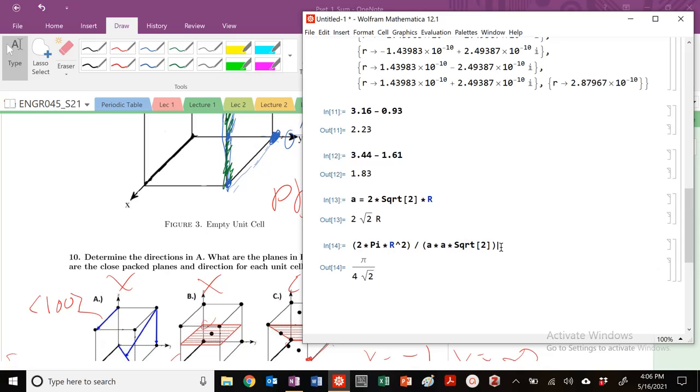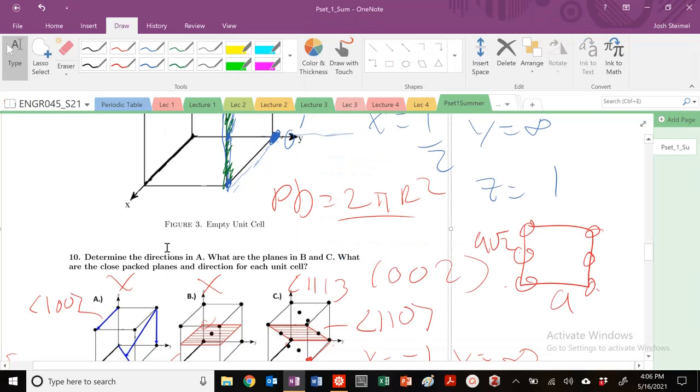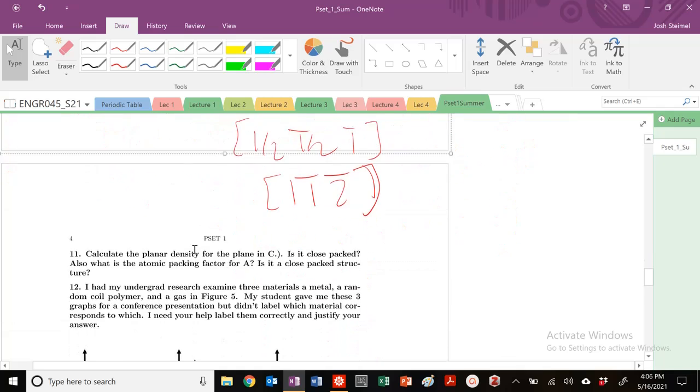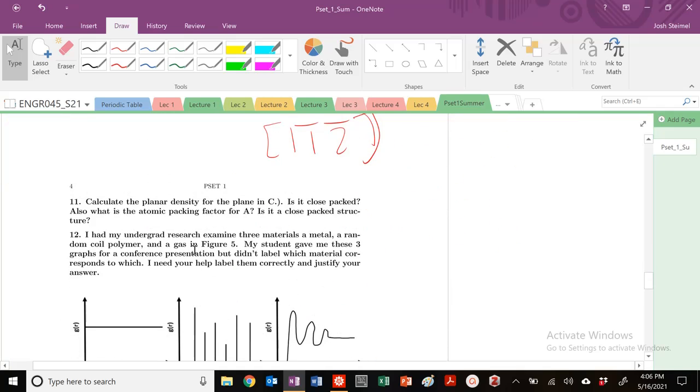Is this close packed? We need the number to be 0.9069. Nope. And this is correct because that is not our close packed plane. So that's always a good check. So it is not close packed, as we might expect.